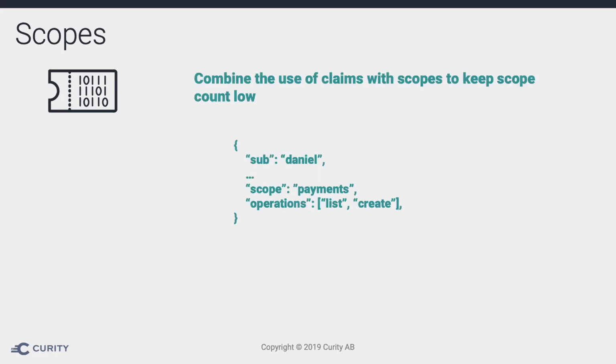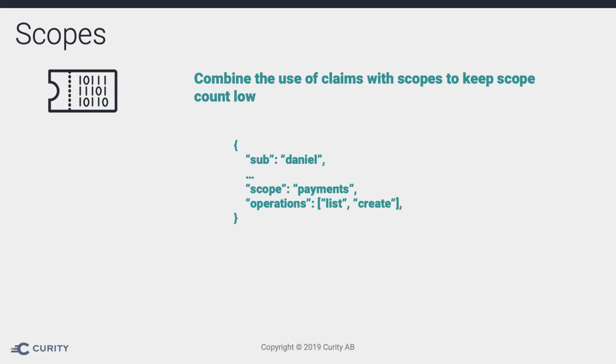So to summarize this, to be able to keep this scope count low and not get this scope explosion where we have hundreds and hundreds of scopes to maintain, we can combine the use of scopes with claims. This is just one example, and this is just client permissions, but instead of having payments scopes for all the different operations, we can have one payments scope and then add in a claim for what this client is allowed to do.